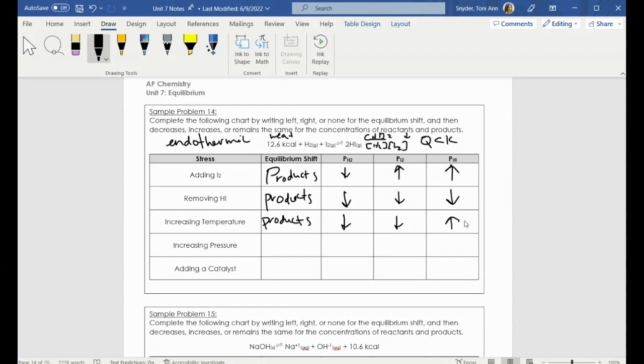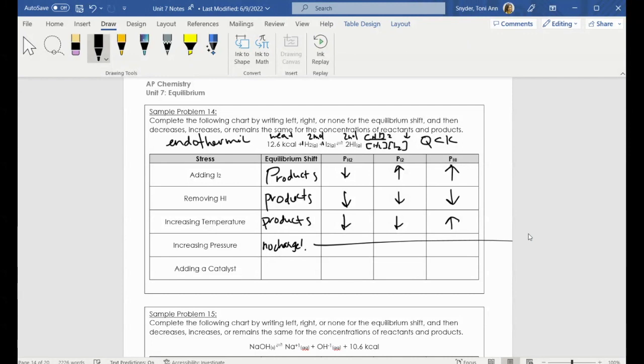If I increase the pressure, we do have to look at the number of moles of gases on both sides. Here I have 1 mole of hydrogen and 1 mole of iodine, so that's 2 moles there. And I have 2 moles of products that are gases as well. Because I have the same number of moles of gases on both sides, if I increase the pressure, there's going to be no change.